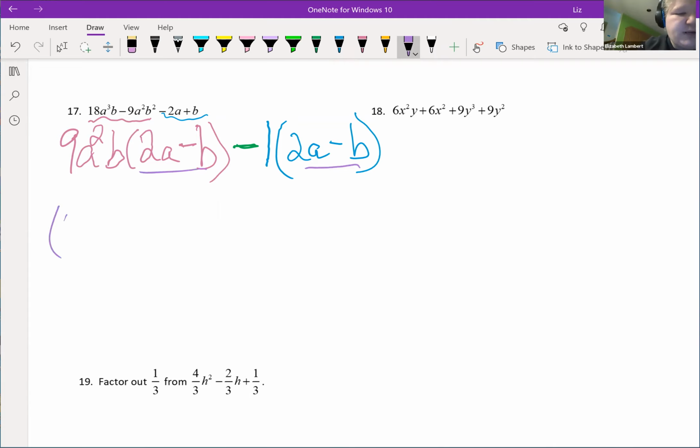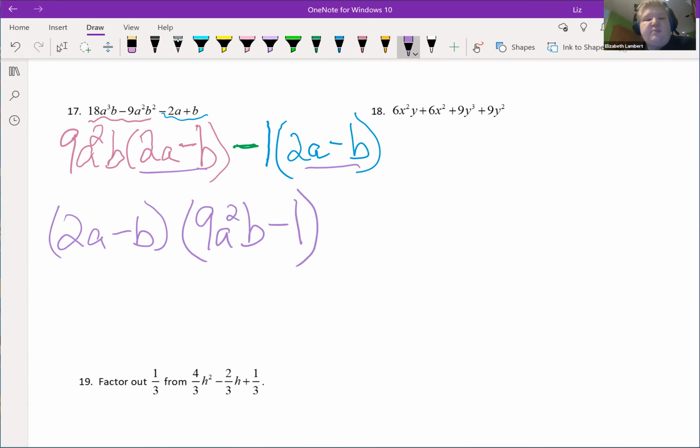So ugly up front, 2a minus b, and 9a squared b minus 1. Now, some of y'all may have looked at this and didn't like the way the second part was looking, so you swapped the middle two terms. That's totally fine. You can do that. And you'll get the same answer. You'll just get them swapped, which is totally fine. And Alex will take the answers either way.